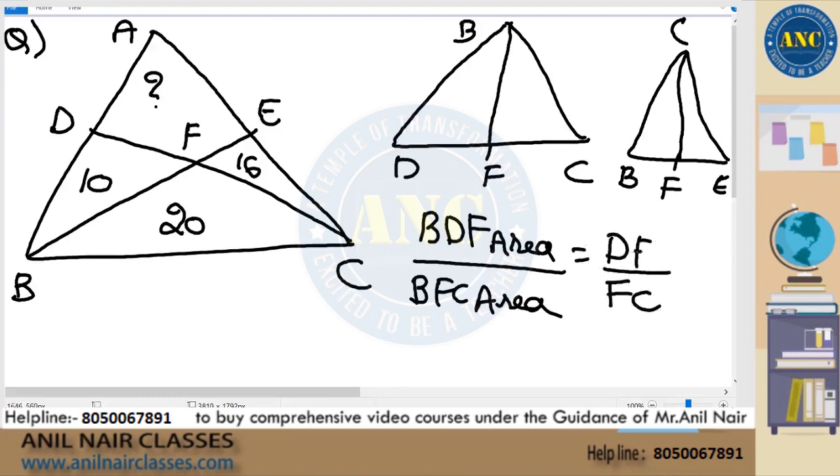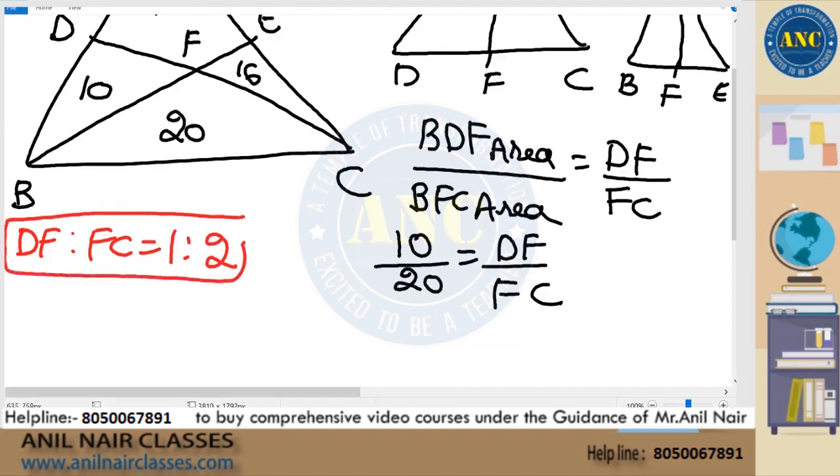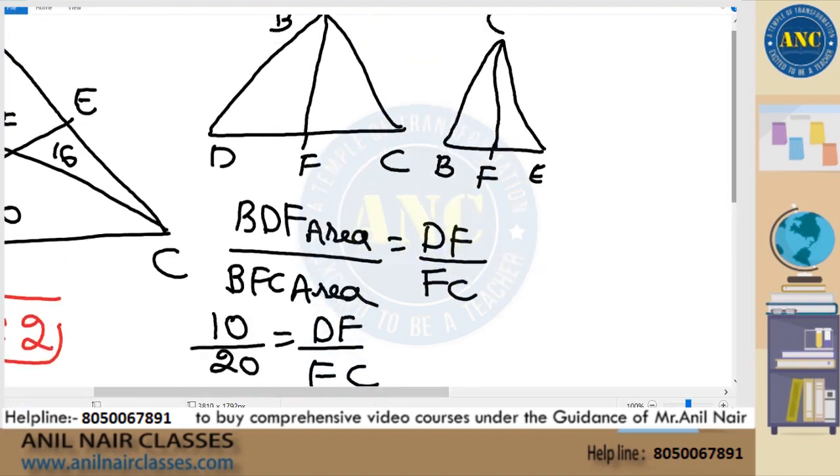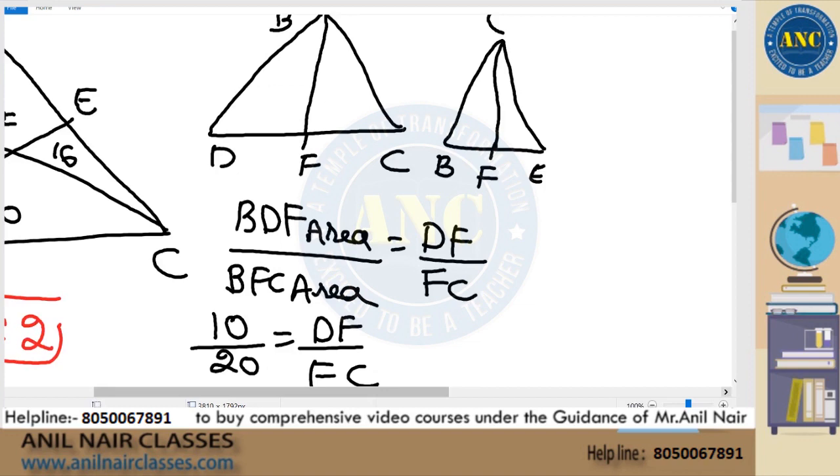Are you all with me? DF is to FC. So what is BDF area? BDF area is nothing but 10. What is BFC area? Which is nothing but 20. 10 by 20 is nothing but DF by FC. So the first thing we got is DF by FC is nothing but 1 is to 2. I hope you are all there with me. Similarly, if I take this triangle, what is this triangle? This triangle is nothing but BFC, right?